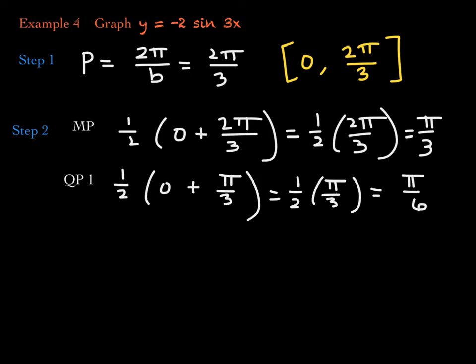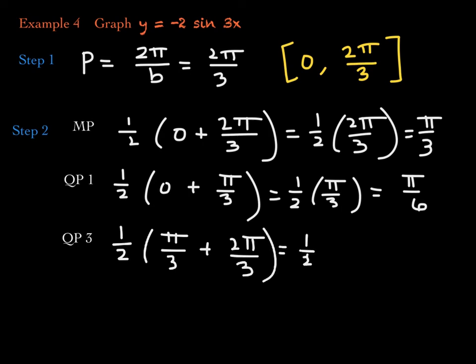One more to find, which is your third quarter point. Remember that your midpoint is really your second quarter point, so you already have that. So the third quarter point is half the distance between your midpoint and your right endpoint. So then this is half of pi, because pi over 3 plus 2 pi over 3 is 3 pi over 3, which is just pi. So pi over 2 is your third quarter point. In step 3, we're going to evaluate our function at these 5 important points, these 5 input values.